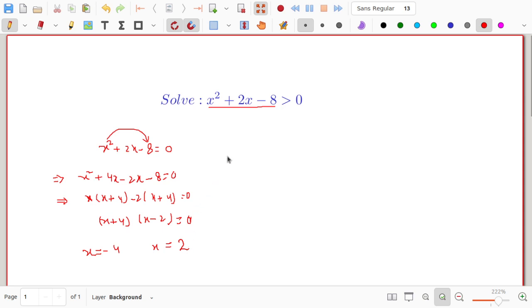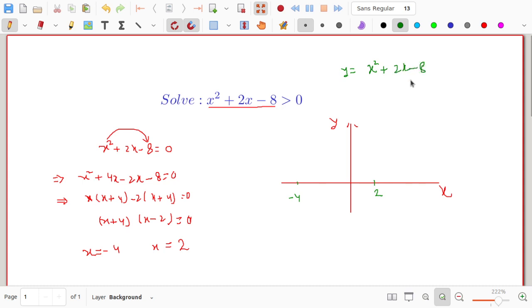Our next step is to draw the graph. How to draw, let's see. This is suppose the y-axis and this is suppose the x-axis. Then plot these 2 points, minus 4 and 2. Minus 4 will be around this place and 2 around this place. Then we have to draw the graph of y equals x square plus 2x minus 8, just a rough sketch of this graph.